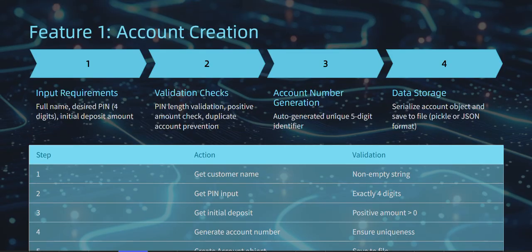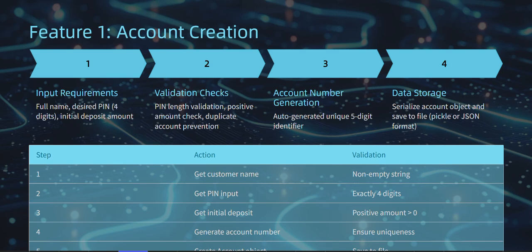The next part we are going through is account creation. While creating an account, what things do we require? First, the input requirements: full name, desired PIN digits, initial deposit. Validation checks: PIN length validation, positive amount check, duplicate account prevention. If someone has the same name but a different surname, what can we give? A unique ID. So the account number is an auto-generated unique 5-digit identifier.